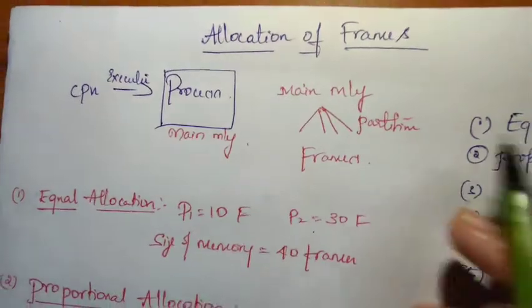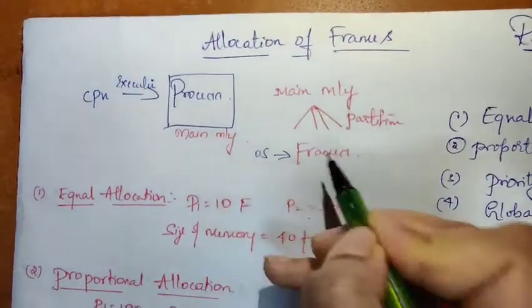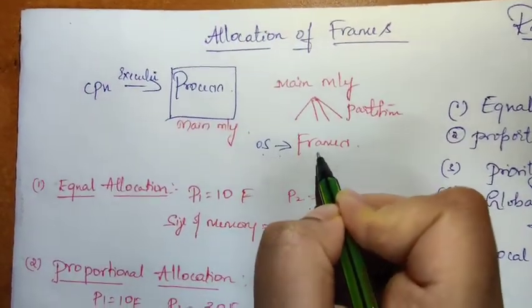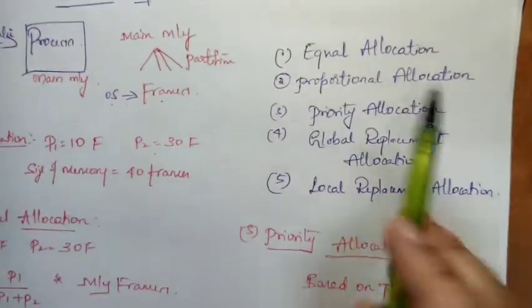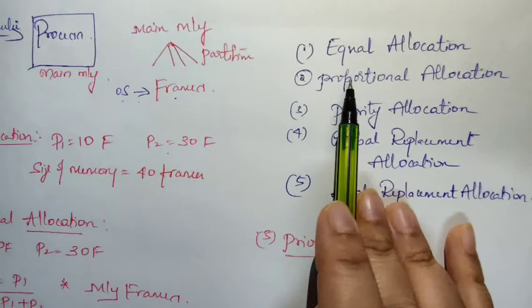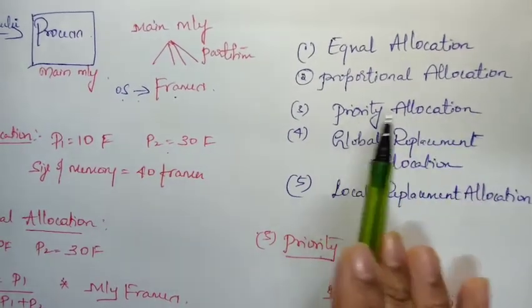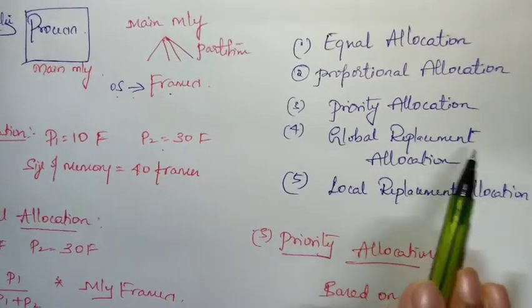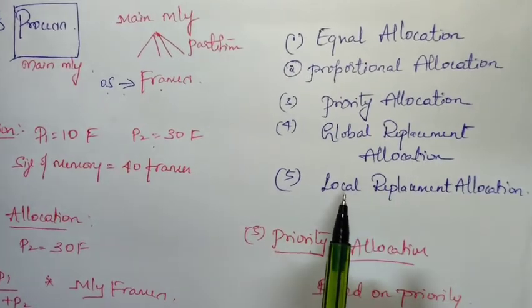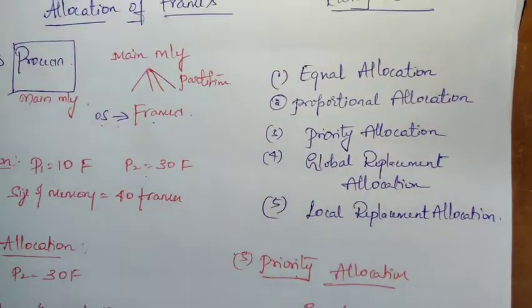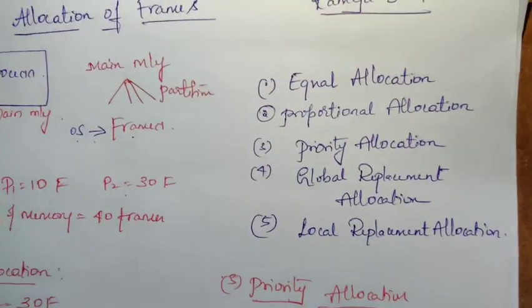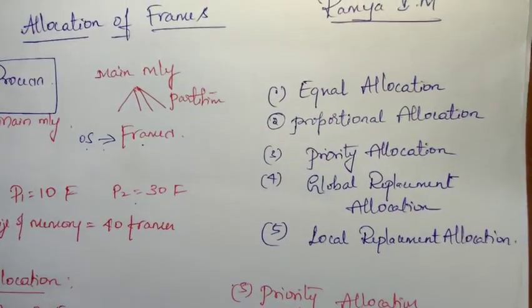The operating system allocates the frames to the process by using these 5 approaches: equal allocation, proportional allocation, priority allocation, global replacement allocation, as well as local replacement allocation. So first I will explain equal allocation. What is meant by equal allocation?